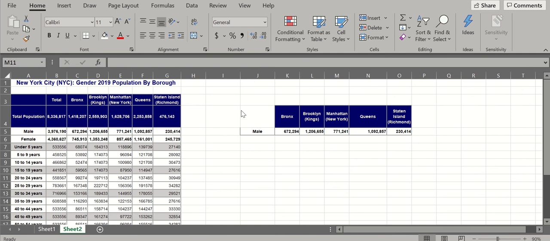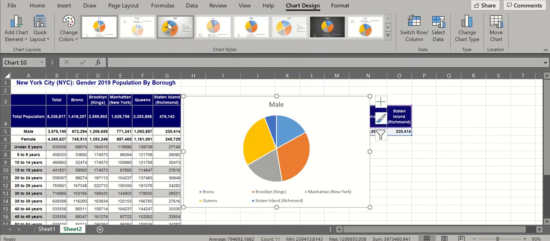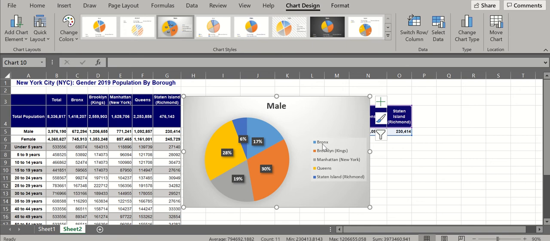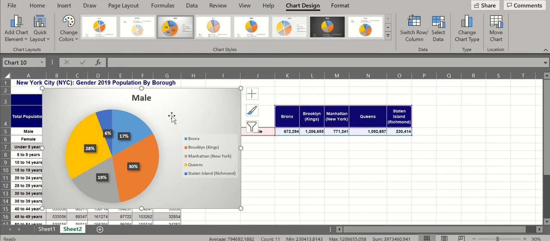Now to create a pie chart, what you would do is highlight this area, including this white space over here. Insert pie chart. This one, and I like this one right here because it tells you a good bit of details, right? So basically, this is telling you that out of all the males in New York City, 28% of them are in Queens, 19% of them are in Manhattan, 30% of them are in Brooklyn. That's what it's saying, right?